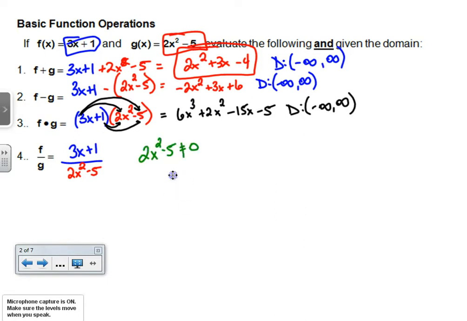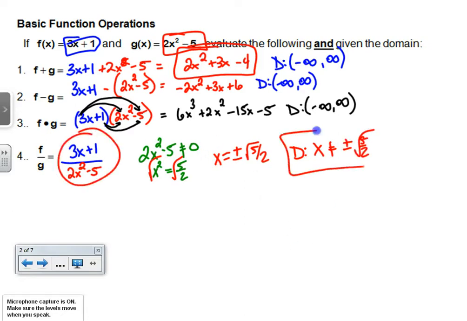2x squared minus 5 cannot equal 0. So if I solved for x, let's see, I'd add the 5 and divide by 2. And then when I square root both sides, this results in two answers that would give me problems. If it was a positive square root of 5 halves or a negative square root of 5 halves. So for your domain, what I want you to write down is just simply that x cannot equal positive or negative square root of 5 halves. So this is your function, and this is the domain. That is hard to read, sorry.